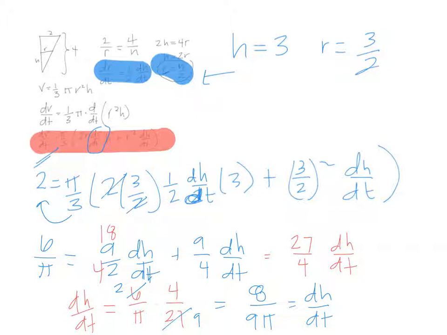So height over time, height was in meters, time was in minutes, so the height is rising at 8 over 9 pi meters per minute. And that's how quickly the height is changing.